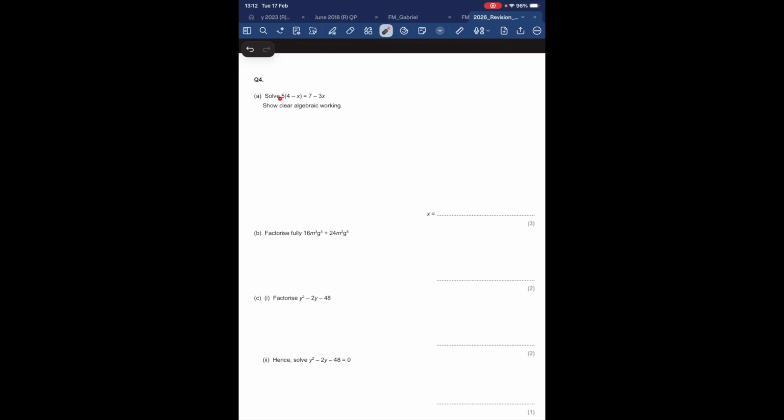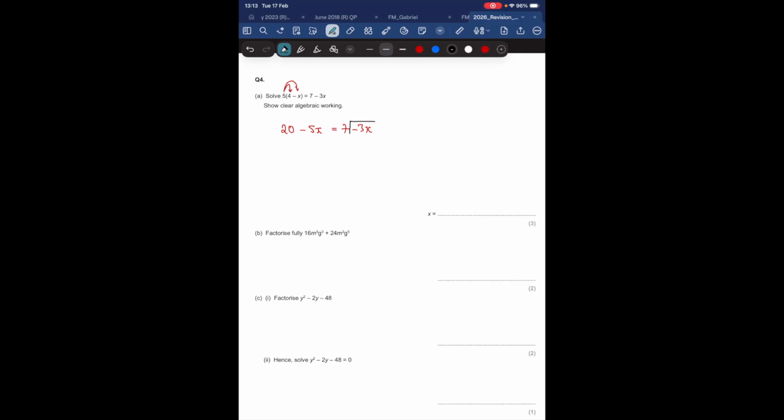With this straightforward linear equation, we notice that we've got a bracket on the left-hand side. So we start by multiplying out the bracket first. So 5 times 4 and then 5 times minus x. If we multiply out the bracket on the left-hand side, 5 times 4 will give us 20, and then 5 times minus x will give us minus 5x equals 7 minus 3x.